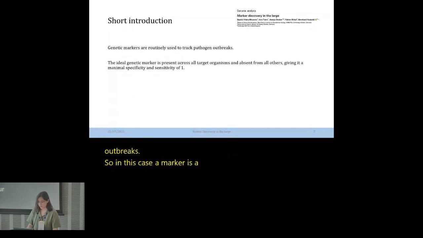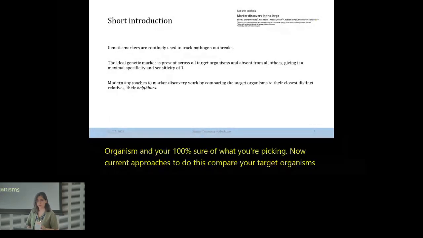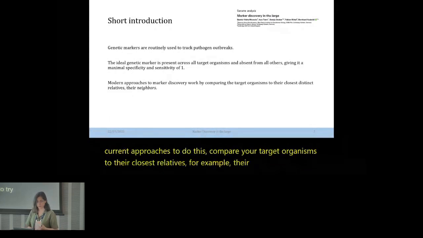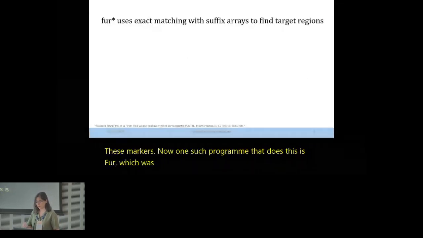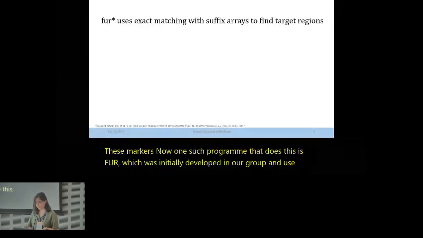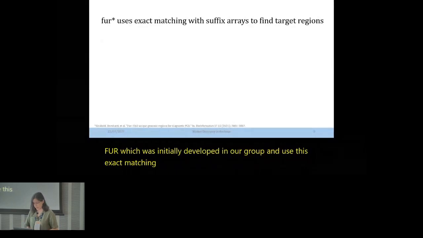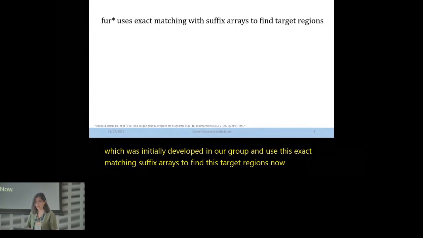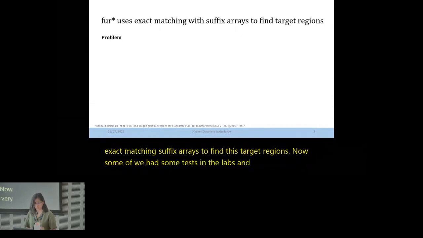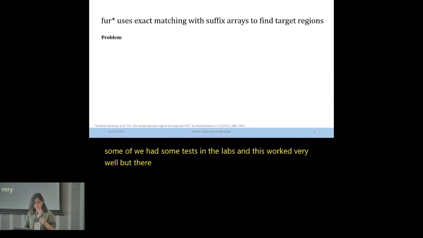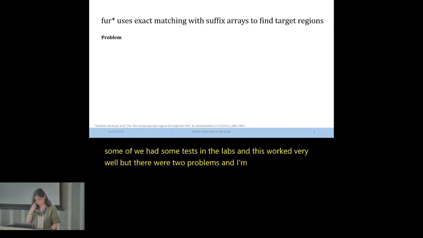Now, current approaches to do this compare your target organisms to their closest relatives, for example, their neighbors, to try and find these markers. One such program that does this is FUR, which was initially developed in our group, and uses exact matching suffix arrays to find these target regions. We had some tests in the lab, and this worked very well, but there were two problems, and I'm going to go through these and the two solutions that we found.